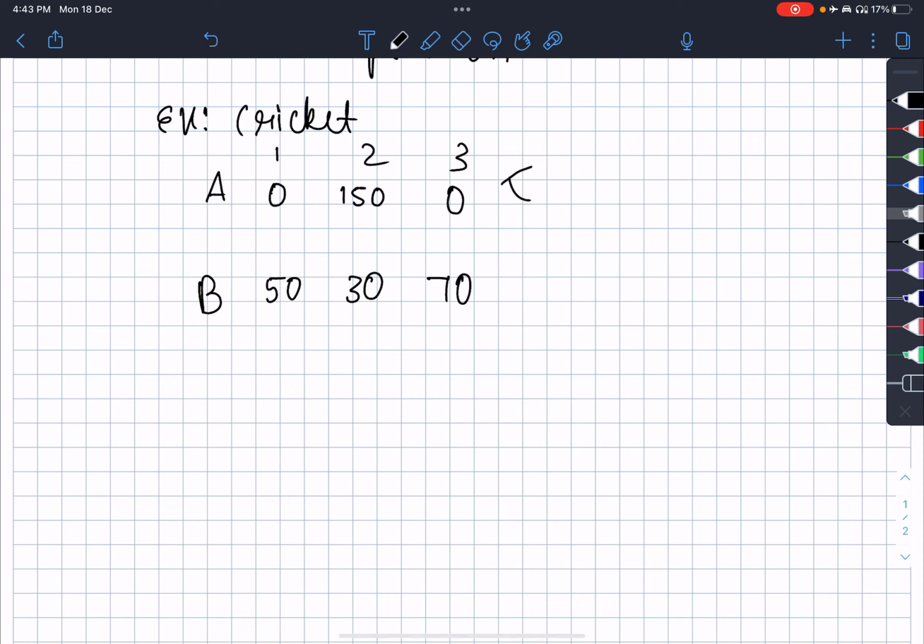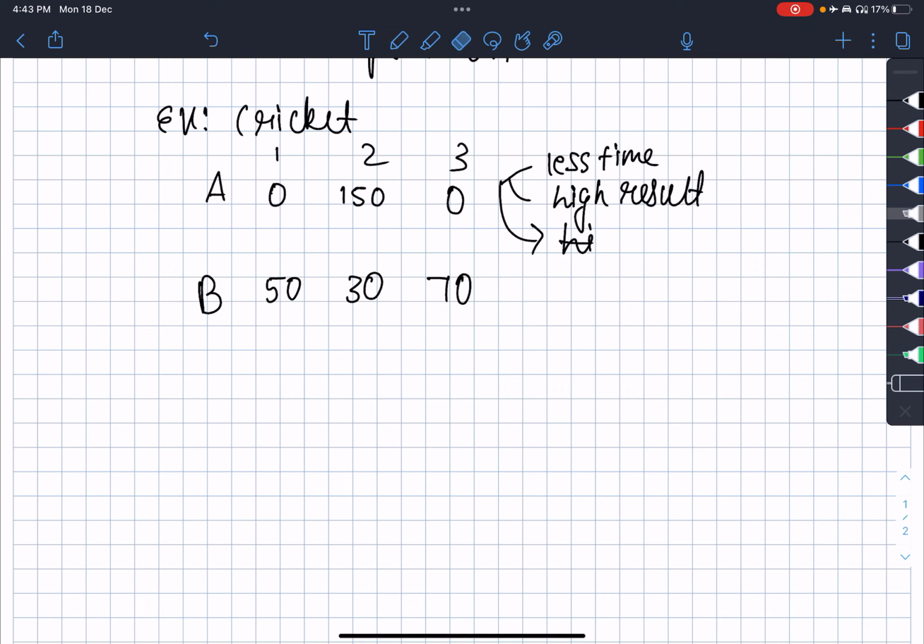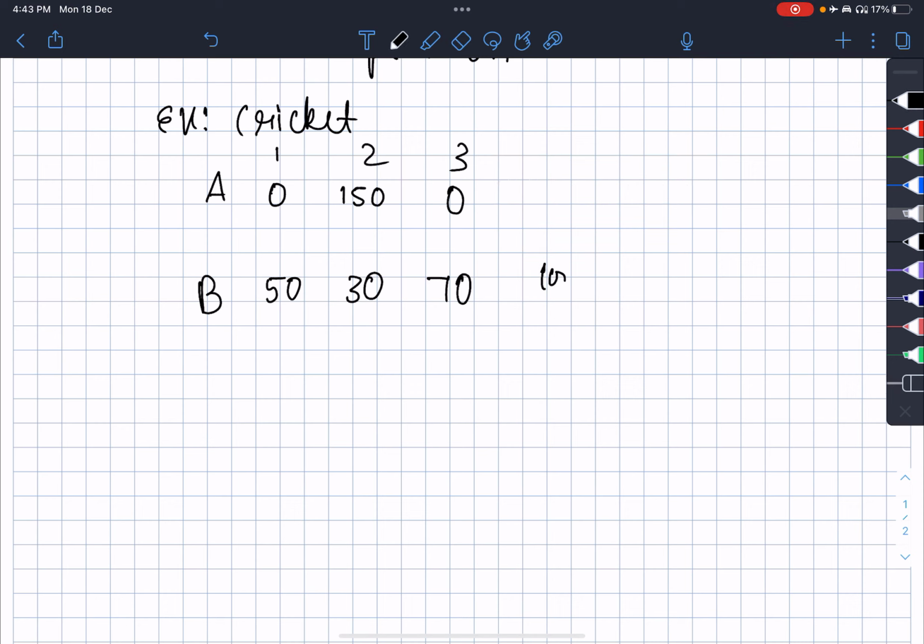So the benefit here is less time. The time we're getting is less, but the result is also high. High result. But the risk is also high here. But if we see here, then long time, good result, pretty good result, good result, good result, low risk in this data.